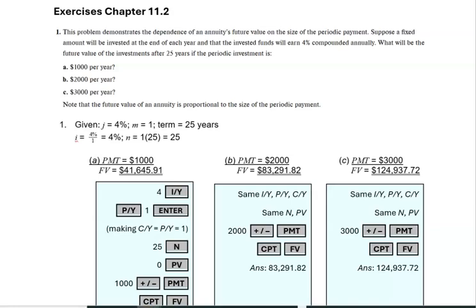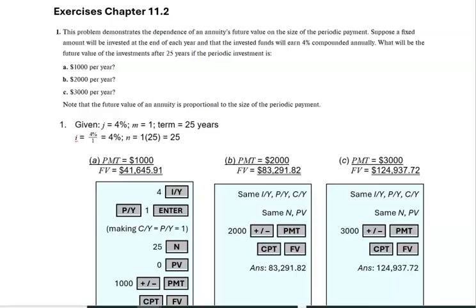Hi everyone. Okay, let's go over the exercises that I assigned for chapter 11. So let's start with section 11.2, and I assigned question number 1. So this problem demonstrates the dependence of an annuity's future value on the size of the periodic payment.